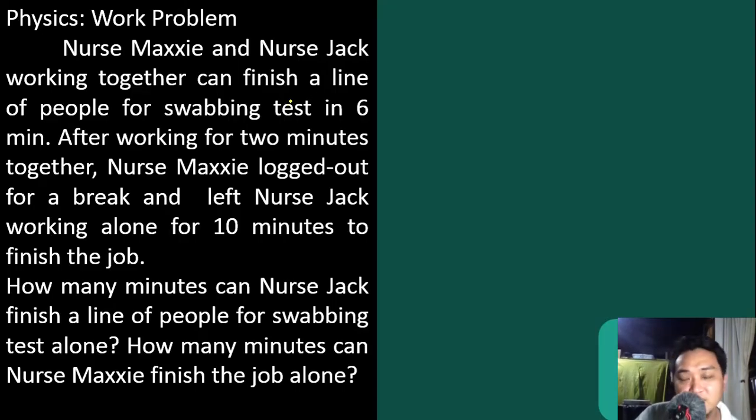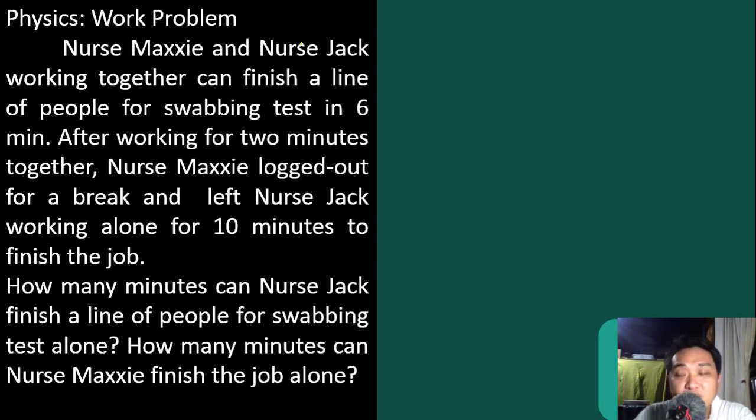This time, we will be dealing with work problem. Nurse Maxi and Nurse Jack working together can finish a line of people for swabbing test in 6 minutes. After working for 2 minutes together, Nurse Maxi logged out for a break and left Nurse Jack working alone for 10 minutes to finish the job. How many minutes can Nurse Jack finish a line of people for swabbing tests alone? And how many minutes can Nurse Maxi finish the job alone?